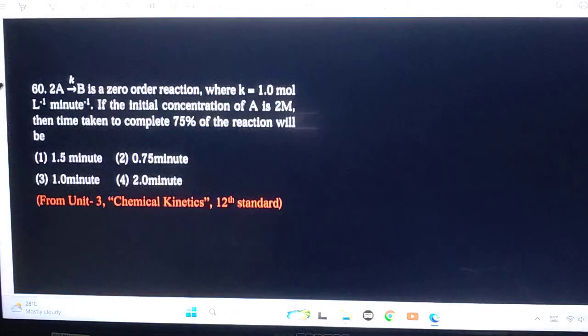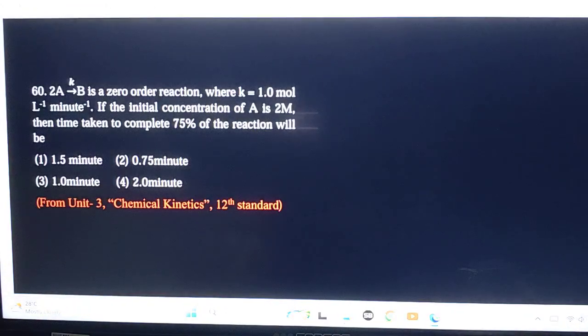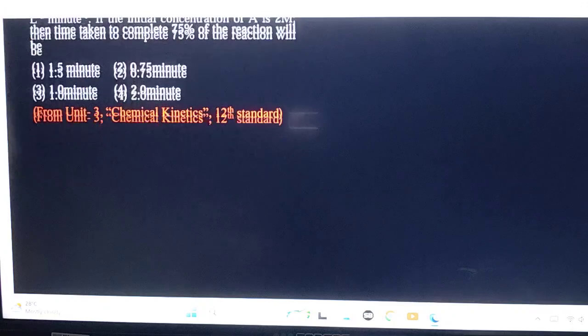It is question number 60, from chemical kinetics. 2A giving B, with rate constant shown as small k, is a zero-order reaction where k is 1 mole per liter per minute. The rate constant is 1 mole per liter per minute. If the initial concentration of A is 2 molar, then the time taken to complete 75% of the reaction will be. Okay, chemical kinetics.